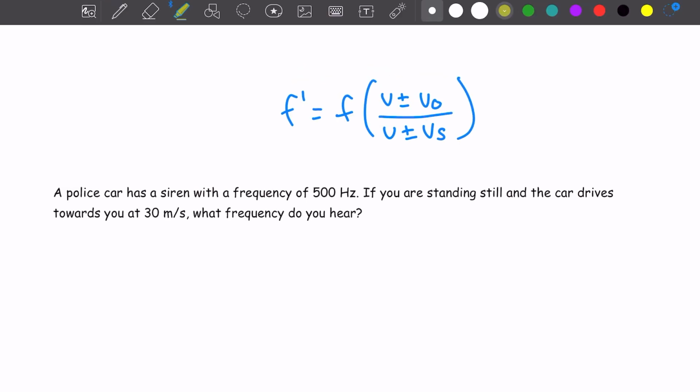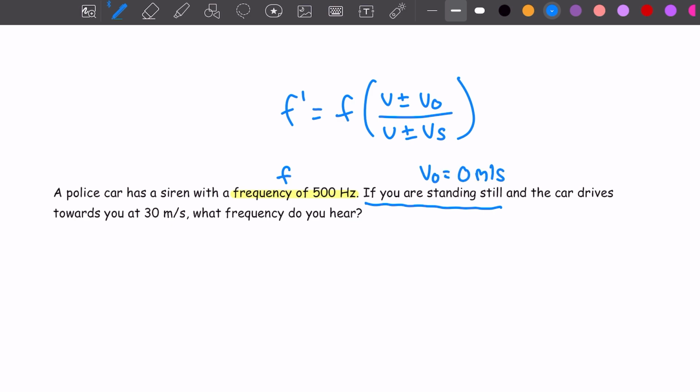Alright, we're told that the police car has a siren with a frequency of 500 Hz. This right here is the actual frequency, or f. We're told that we're standing still, so the speed of the observer is 0. We're not moving anywhere. So VO is equal to 0 meters per second. And the car drives towards you at 30 meters per second. We're told two really important things. It's driving towards us, so we know right off the bat that the observed frequency will be higher than the real frequency.